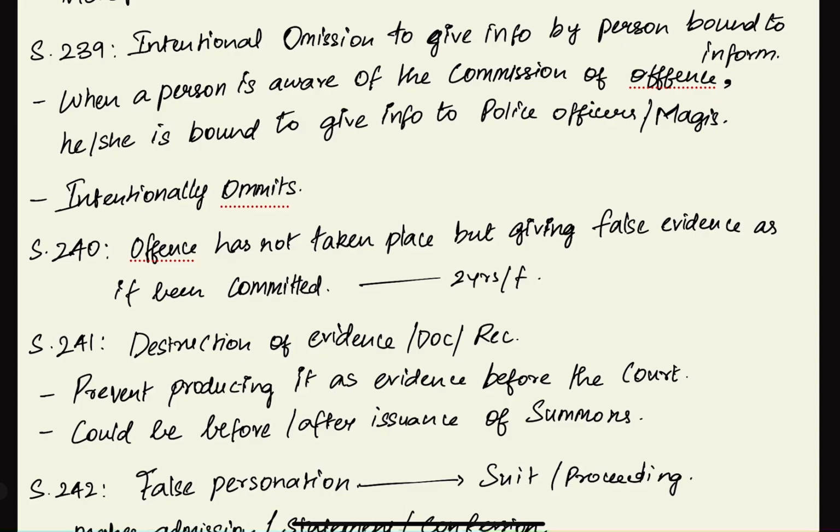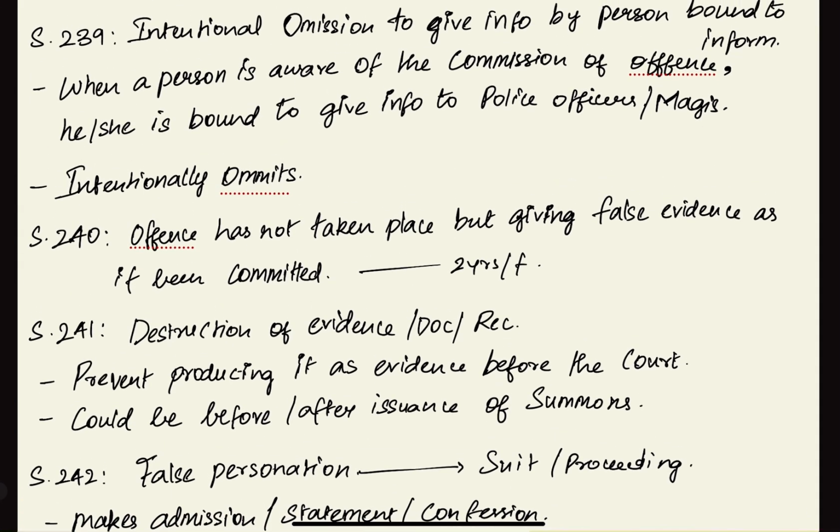Section 240 deals with when an offense has not, after all, taken place, but still the person proceeds to give false evidence to support such offense. He has committed an offense under this section 240, and shall also be punished with imprisonment of 2 years or fine.